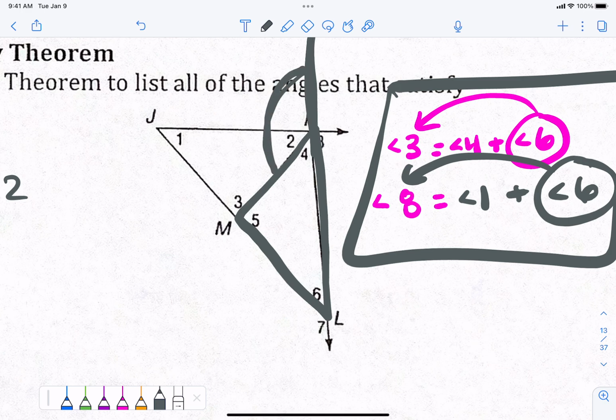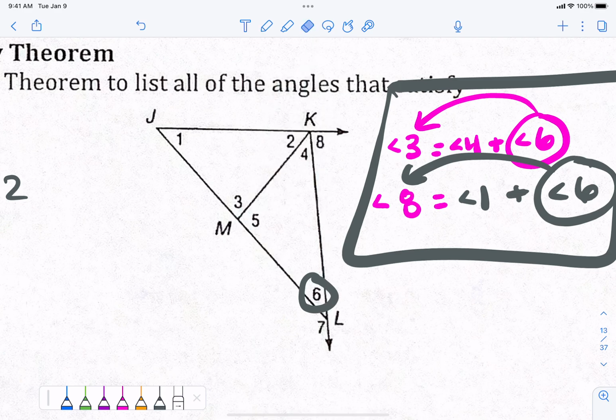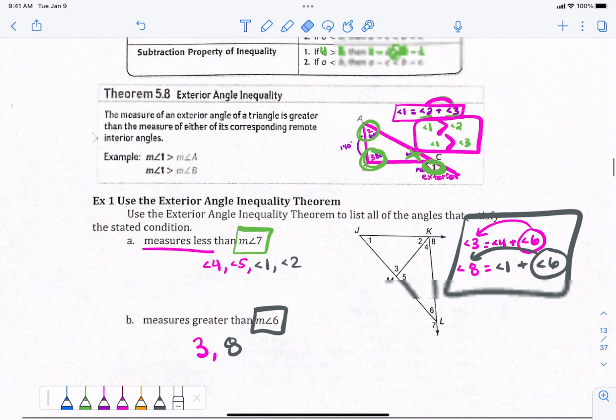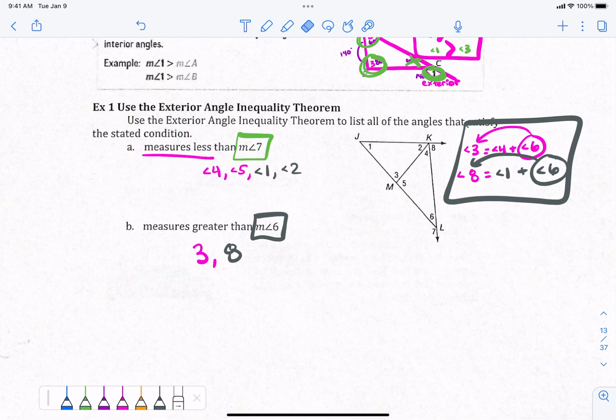So if 2 went from there to there, yes, 2 would be bigger than 6. But 2 is only this little guy right here. Does that make sense? Okay, do you see why that's not a thing? Okay, we'll come back to those. We'll do some of those homework problems together.